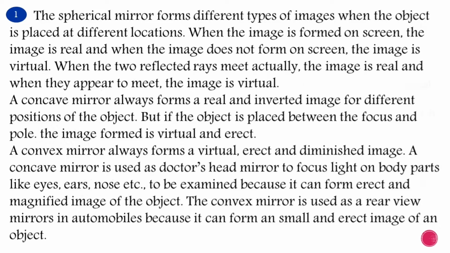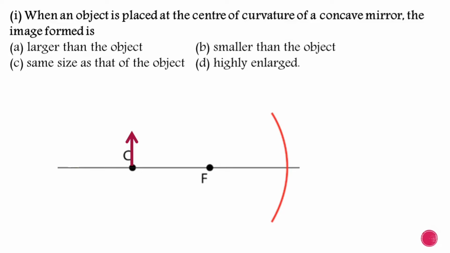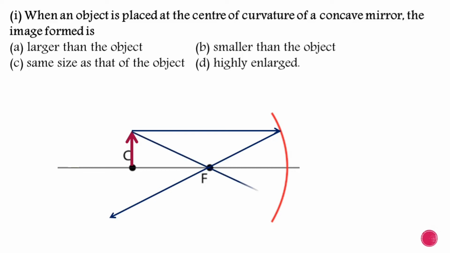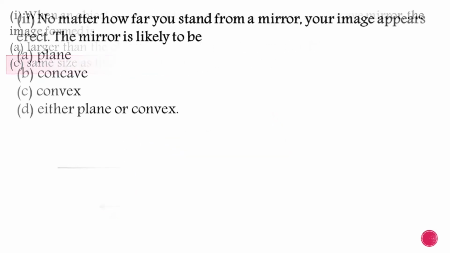Here comes the first question based on the case study. When an object is placed at the center of curvature of a concave mirror, the image formed is... Let's try to get the image of the object kept at C, that is at center of curvature. The first light ray that comes parallelly to the principal axis after reflection passes through the focus. Another light ray is coming incident through the focus and it goes off parallelly after reflection. Here you can see the image is formed at C itself and it is the same size as that of the object. So the option is option C.